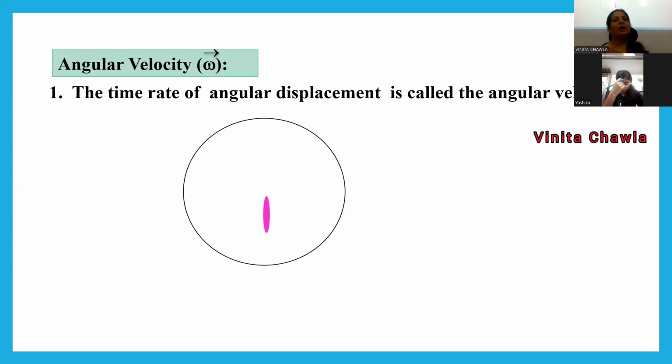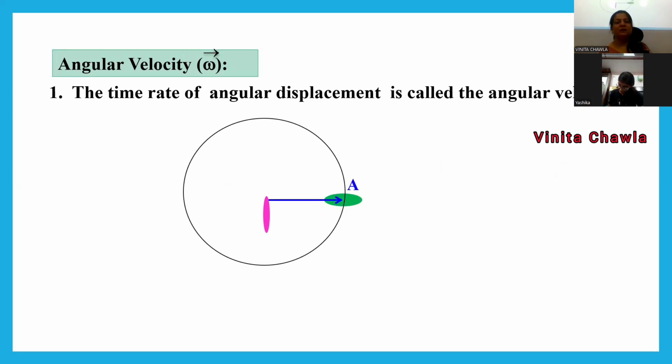Time rate of angular displacement is called angular velocity. See, angular displacement is a vector quantity, so is the angular velocity. Because angular displacement is a vector quantity, and when we divide angular displacement by time, then we get angular velocity, the time rate of angular displacement.